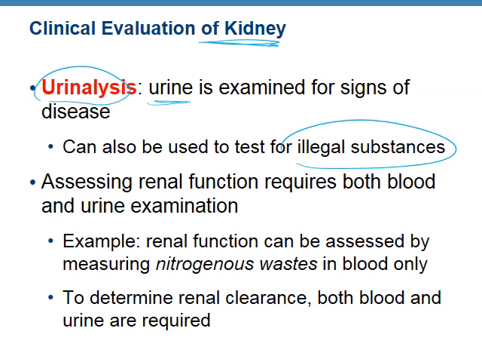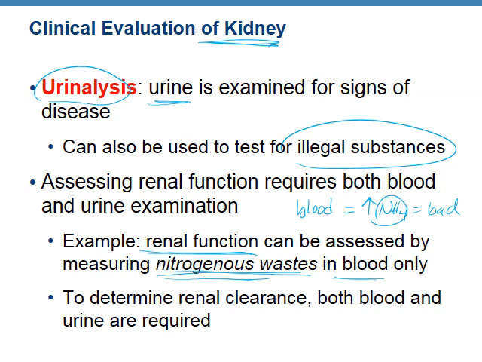So remember that if we're looking at renal function, what happens here? In this case, it says renal function can be assessed by measuring nitrogenous wastes in the blood. So we look at your blood and check if your nitrogenous wastes are high. If they are high, that's bad. Where should these go? They should be in your urine. So something's happening in your kidneys that's not allowing you to excrete these nitrogenous waste products.